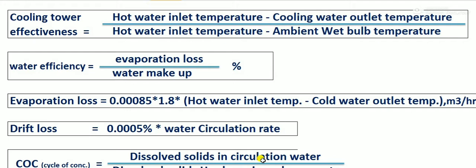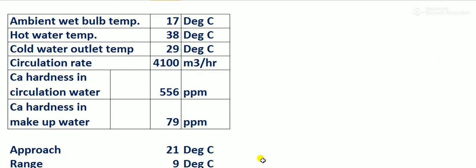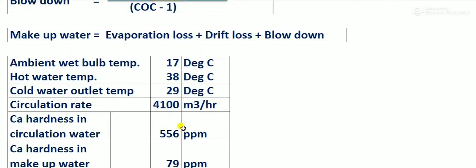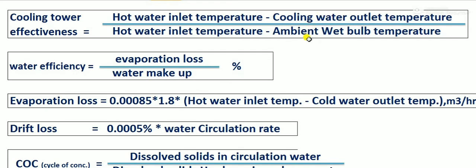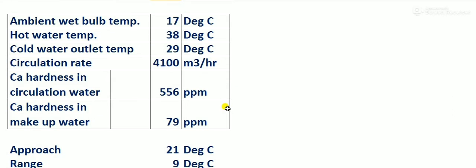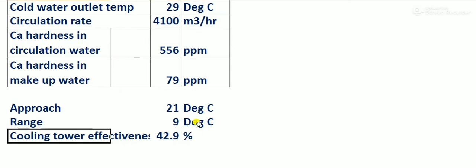Hot water inlet temperature minus cooling water outlet temperature divided by hot water inlet temperature minus ambient wet bulb temperature, right? So cooling tower effectiveness is equal to hot water inlet temperature 38 degree minus cooling water outlet temperature 29 degree divided by hot water inlet temperature 38 minus wet bulb temperature 17 into 100. This is the right one. 43% cooling tower effectiveness.